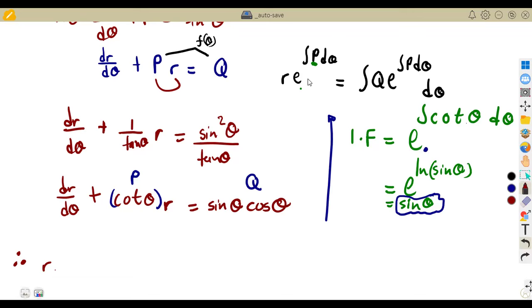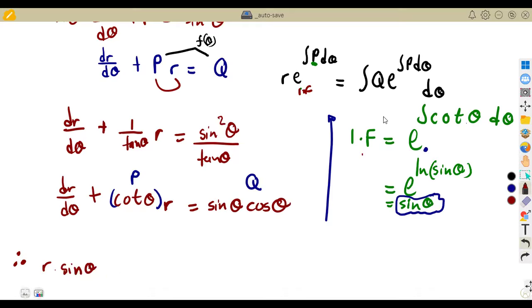What does it represent, this e? It is that integral factor. That is our integral factor. And we simplified this up to where we got what? A sine theta, direct sine theta. So this one is going to be r sine theta.